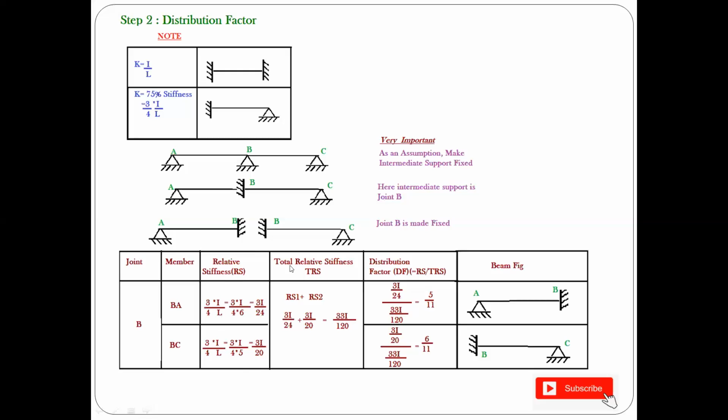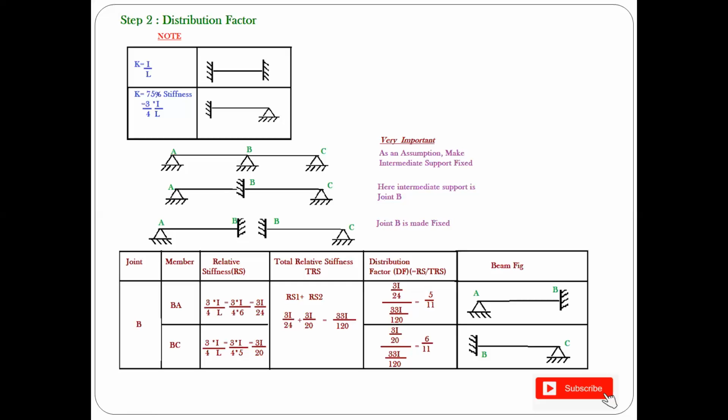Now your next column is total relative stiffness. You consider the joint B. B has a stiffness of 3I by 24 and 3I by 20, making a total sum of 33I by 120. Now we calculate the distribution factor, denoted as DF. It is nothing but the ratio of the stiffness at a joint. You have the stiffness of BA as 3I by 24 and the total stiffness as 33I by 120. Taking the ratio, you get 5 by 11. For the second case, you write 3I by 20 as its individual stiffness and 33I by 120 as the total joint stiffness. You get 6 by 11.